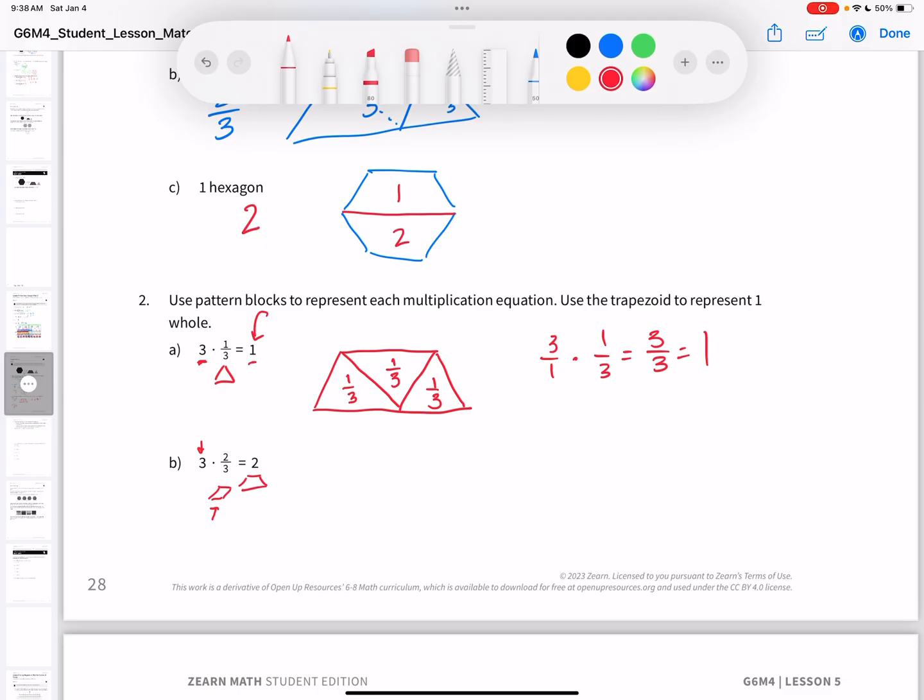So we would draw this as 1 trapezoid this way and 1 trapezoid that way. And then we would have 1 rhombus, 2 rhombus, 3 rhombus. So this would be 2/3, this would be 2/3, and this would be 2/3.